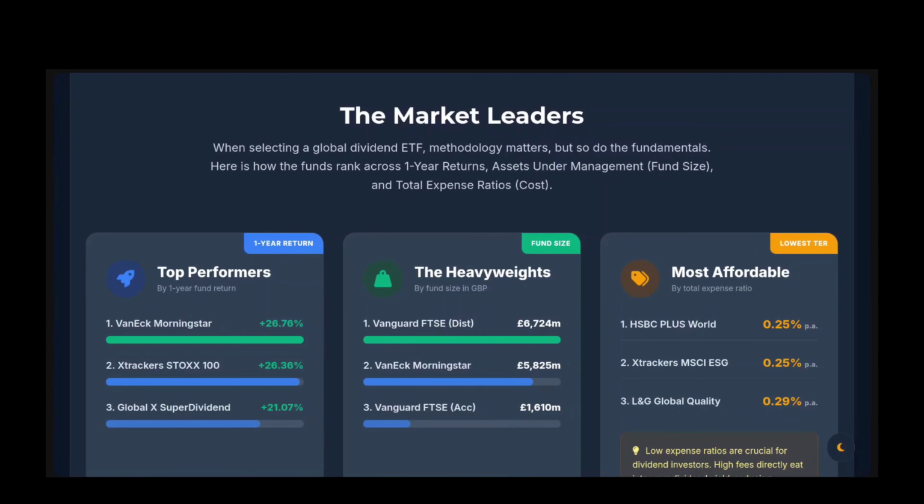We've then got the heavyweights, from a fund size perspective. We've got the Vanguard FTSE distributing, which is 6.7 billion pounds. We've got the VanEck Morningstar, which is 5.8 billion pounds, and the Vanguard FTSE at 1.6 billion pounds. If we now look at the most affordable, the lowest TER, we've got the HSBC Plus World at 0.25%, the STOXX MSCI ESG at 0.25%, and the L&G Global Equity at 0.29%. And again, I've done the latest L&G fund in a separate video as well, so if you want to go back and watch that one after this one, you can do.